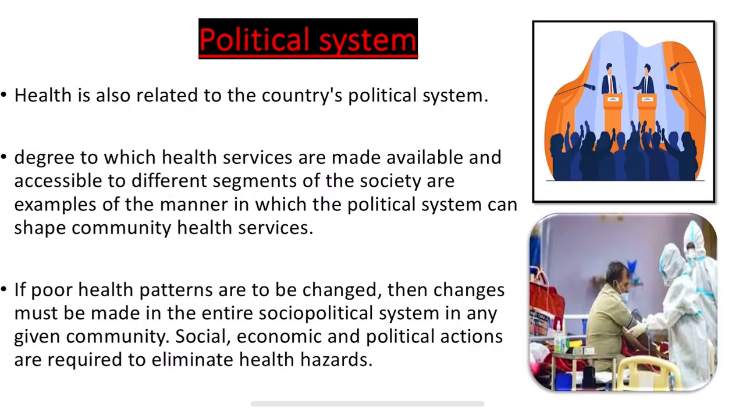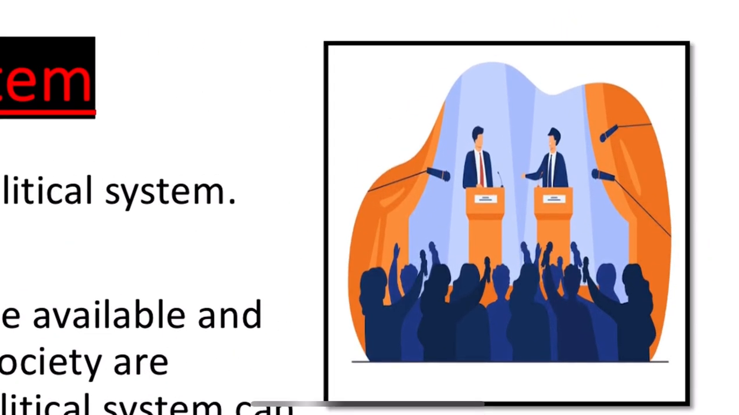Moving on to the next factor, we have political system. Health is also related to the country's political system. So we see that the political system plays a major role in providing health to the individuals. So we have lots of corruption now. The people, the government, everybody takes away the money then and there. It doesn't reach the poor. All the schemes, the money allotted won't actually reach the hospitals. The facilities won't actually be provided. Instead, it will be curbed in the middle itself.